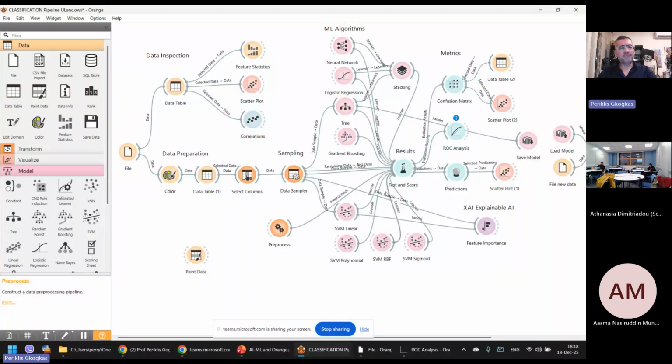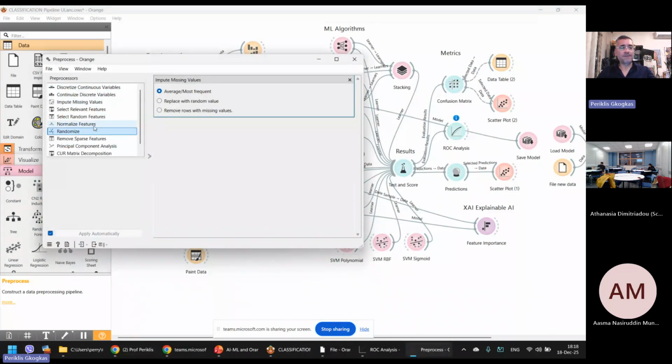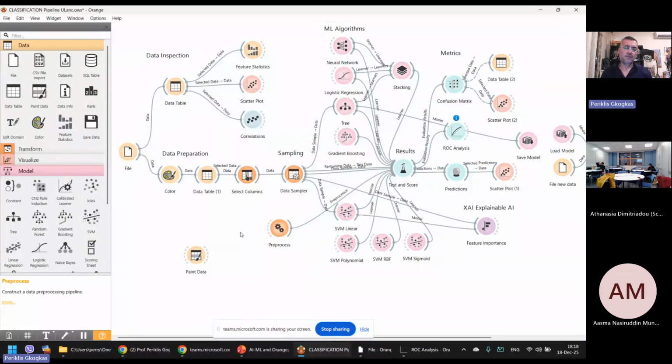So of course, this is true, you can clean your data using Orange, but to tell you the truth, it's much easier to just use Excel to inspect the data. And then if you need to perform some of these processes, randomize, normalize, or whatever, then of course it is very easy with Orange to perform these pre-processes.